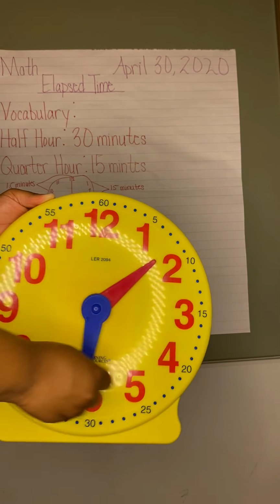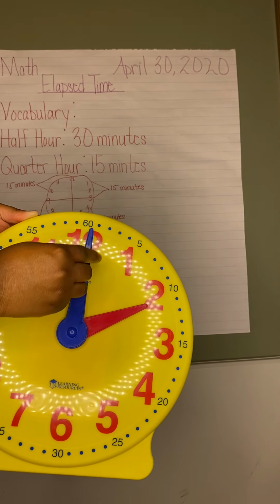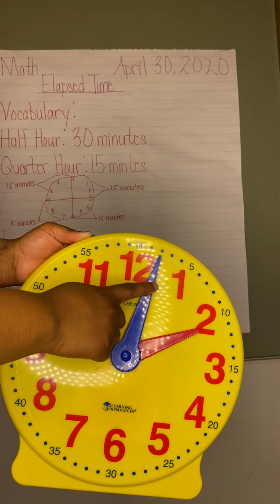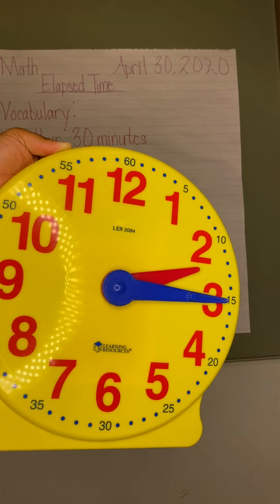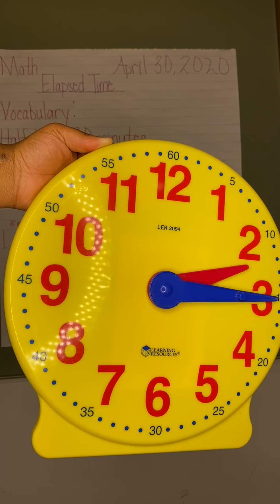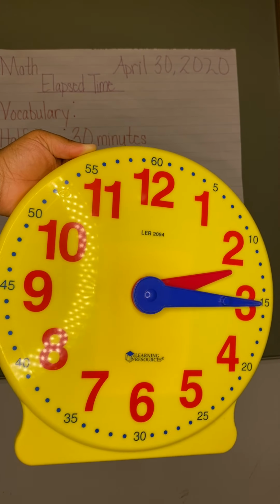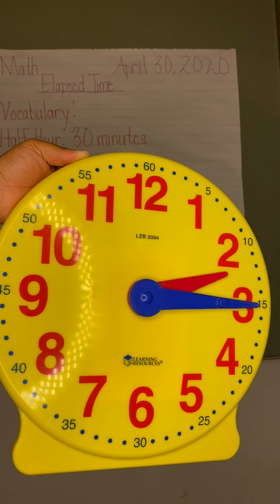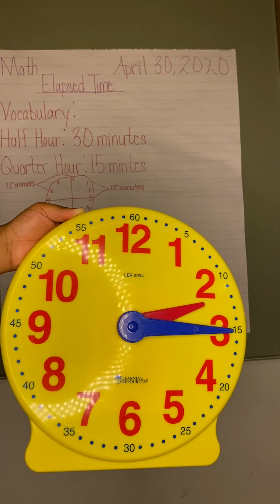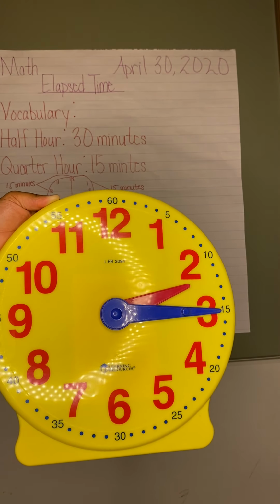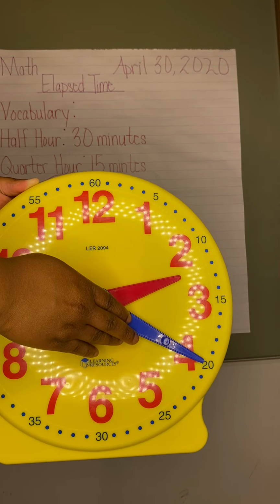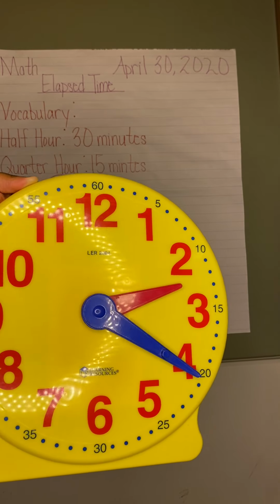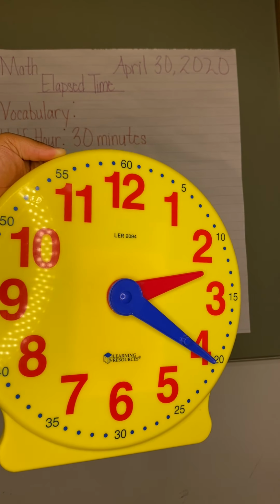Right now my clock says 1 o'clock. Now my clock says 2 o'clock, but I needed to say 2:15. So I'm going here. My clock now reads 2:15. But I'm trying to see how much time has passed from 2:15 to 2:30. So let's see. Right now I'm at 2:15. If I add 5, I'll be at 2:20.